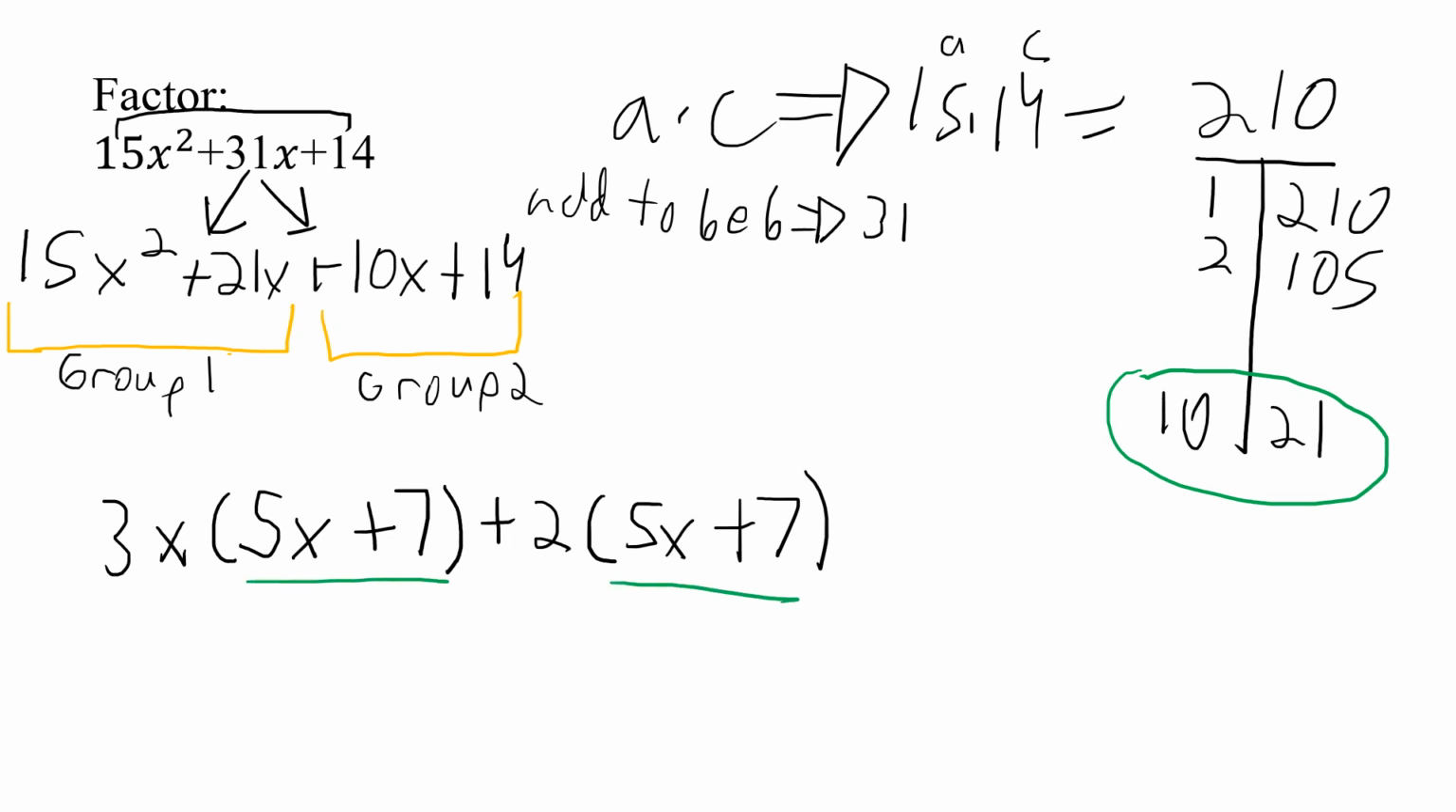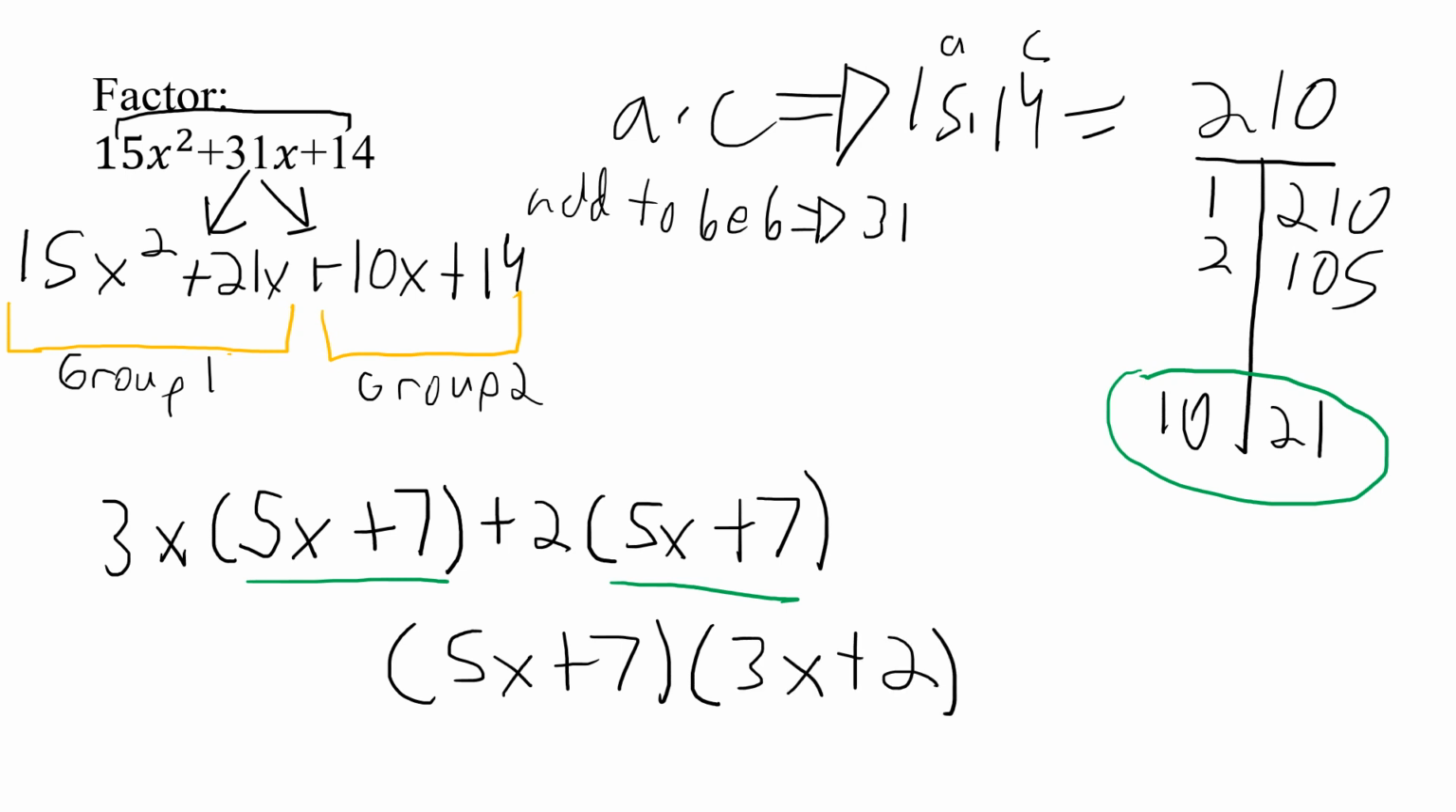That means, just like last time, we rewrite the thing we got the same. And then we make a new parentheses for the things that are outside, keeping all the signs that we have. And that is our answer.